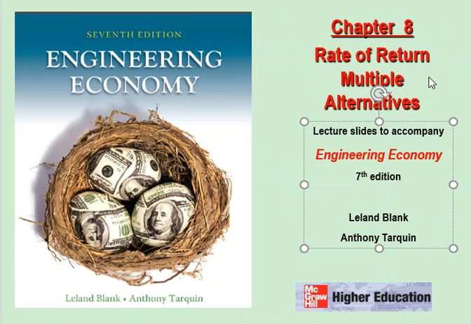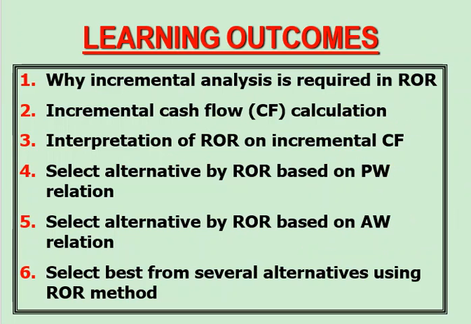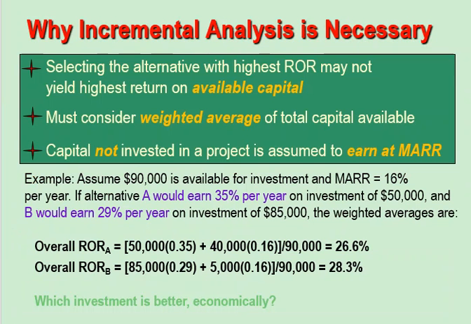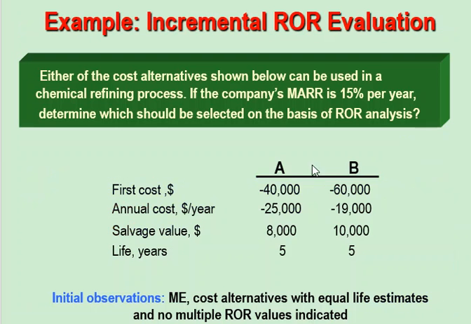This chapter is about getting the rate of return of several projects, several alternatives. When we have several alternatives, we cannot just go to every alternative and get its own exclusive rate of return. In other words, I cannot go to alternative A and search for the rate of return of A, and then go to B and search for it.